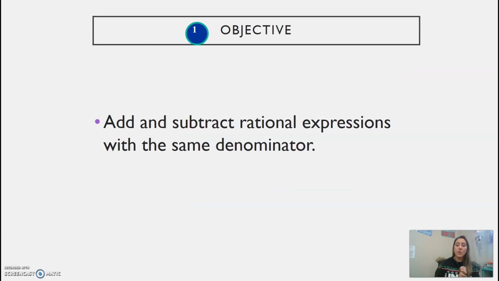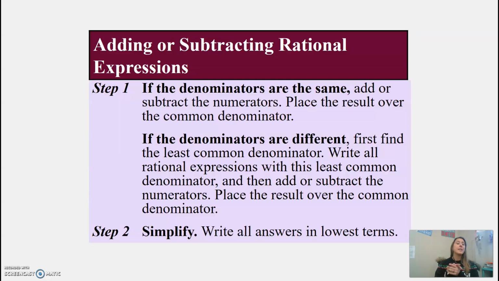Okay, so to add and subtract, do write this down. If the denominators are the same, you're just going to add them. So if we have 1 over 5 plus 2 over 5, that is going to equal 1 plus 2 over 5, which is 3 over 5. That's how you do it. Common denominator is 5.